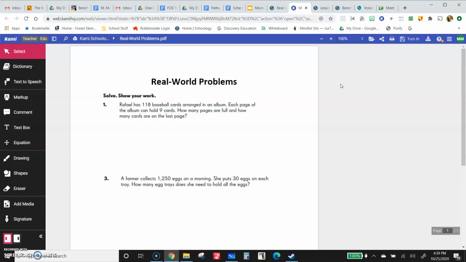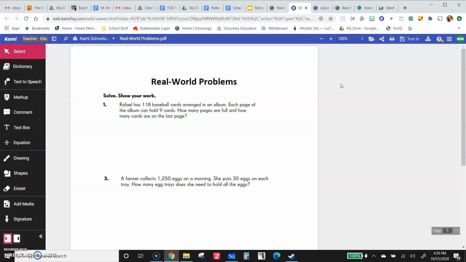So number 1, Raphael has 118 baseball cards arranged in an album. Each page of the album can hold 9 cards. How many pages are full and how many cards are on the last page? So I'll need 2 answers. How many are full? How many are on the last page?